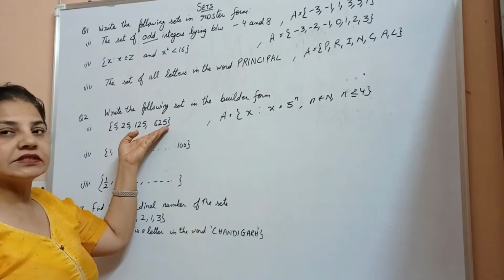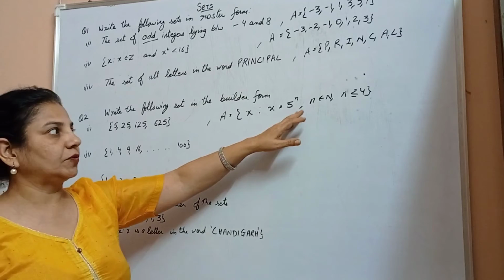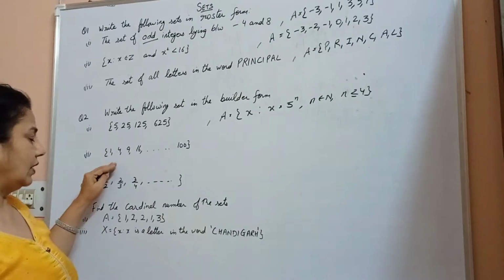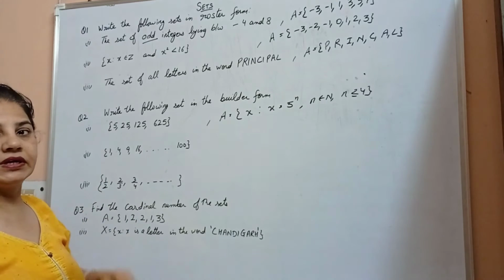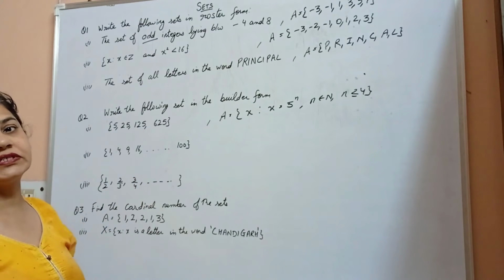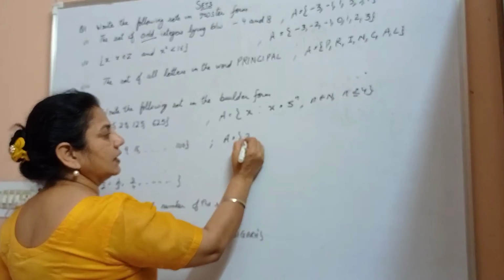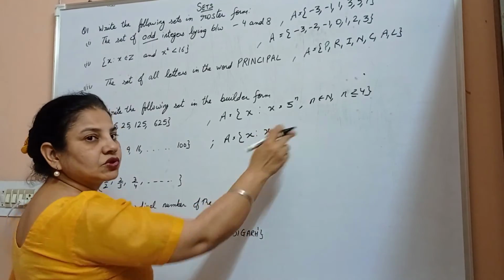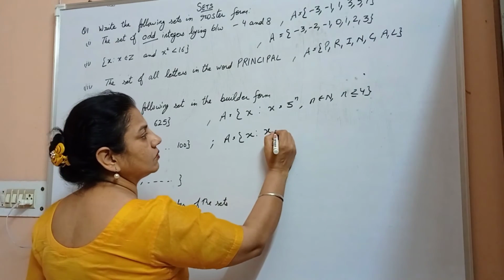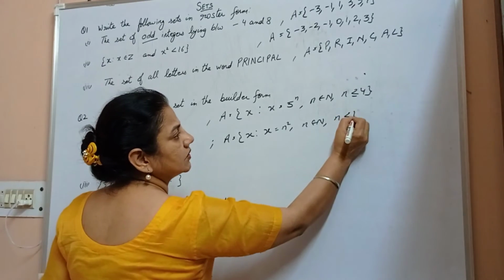So till 625 we have the numbers. So we'll write it as x is equal to 5 to the power n, where n is less than or equal to 4. Next, 1, 4, 9, 16 and so on till 100. If I observe it carefully, it gives me the squares of the first 10 natural numbers. So I will write it here as a set A, x such that x is a square of the first 10 natural numbers. I can write like that also, or I will write x is equal to n square, where n belongs to the natural numbers and n is less than or equal to 10.